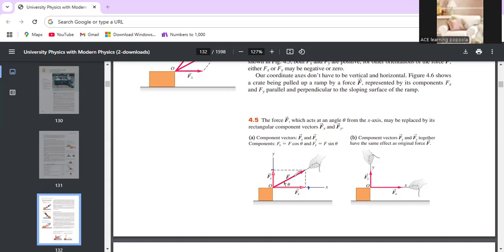Now, resolving this vector F into its components, we use trigonometry, and we know that resolving a vector in the x direction, the horizontal direction, we're going to have it as F cos theta, and resolving this vector in the vertical direction, which is Fy, will give us F sin theta. Okay.